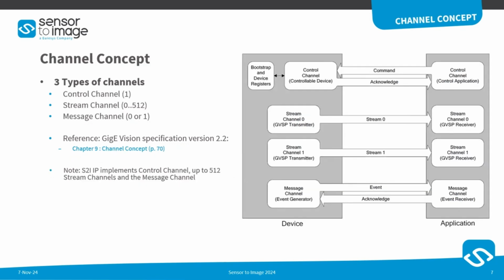To exchange different types of information between the GigE Vision application and the GigE Vision device, the GigE Vision standard introduces 3 types of communication channels. The control channel is used to configure a device. For example, that could be a command to read or write the exposure time of a camera. The transaction is initiated by the host and acknowledged by the device. There must always be one control channel available.